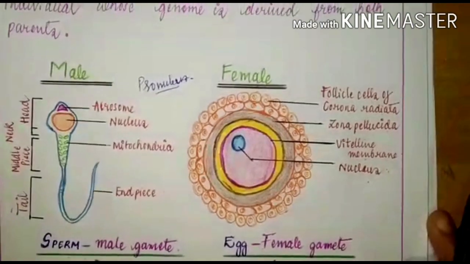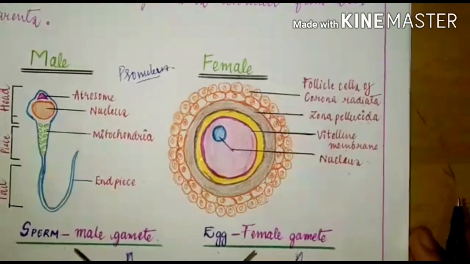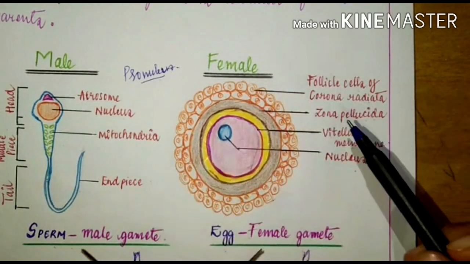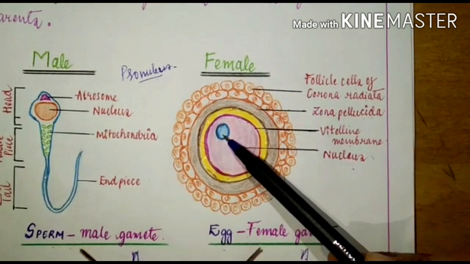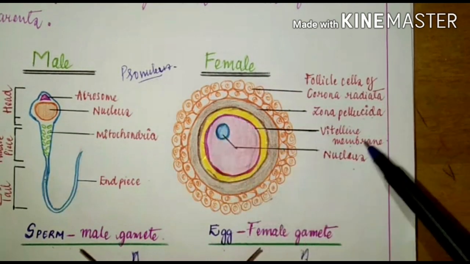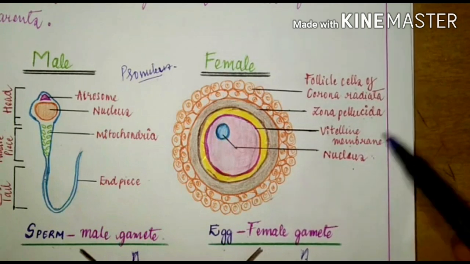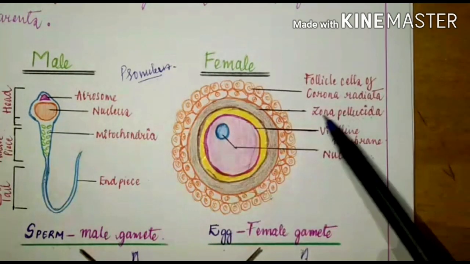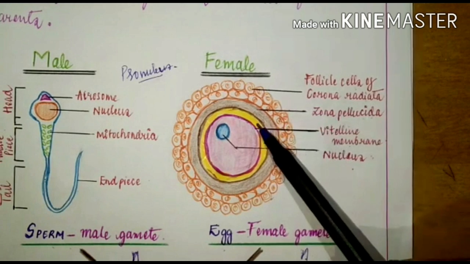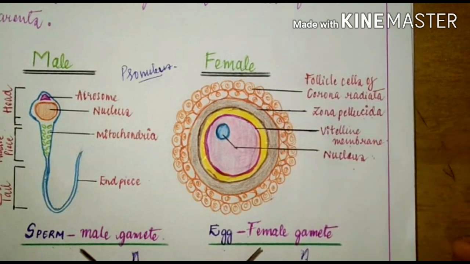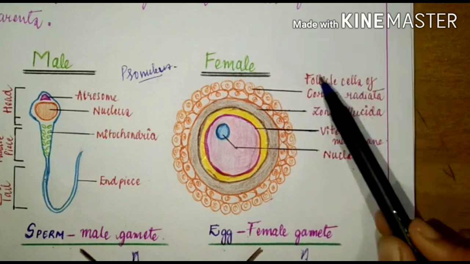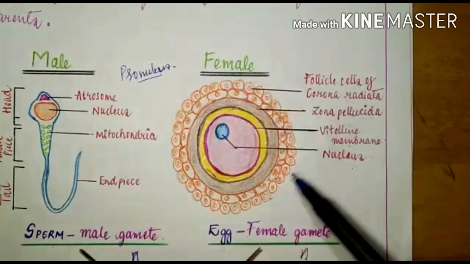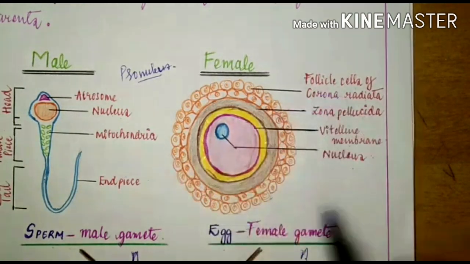Let's move to the female gamete. The female gamete is slightly larger than the male gamete. Here also we have a pronucleus, which is surrounded by the vitelline membrane. The vitelline membrane is nothing but the plasma membrane. The vitelline membrane is surrounded by the zona pellucida, and the zona pellucida is followed by the corona radiata. The corona radiata comprises many follicle cells, and it forms the outer layer of the female gamete. This is all about the female gamete.